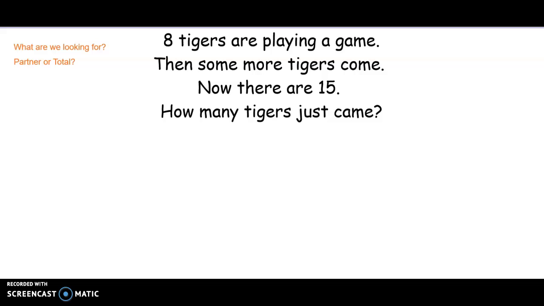So sometimes it's easy if we just start off by writing in the order that the sentence says. So first we start with 8 tigers. 8. More tigers come. Some more tigers. Do we know what that is? Nope. But if there's more tigers coming, we know it's adding. So it'd be plus unknown equals how many tigers there are now. Okay, so here's our equation.